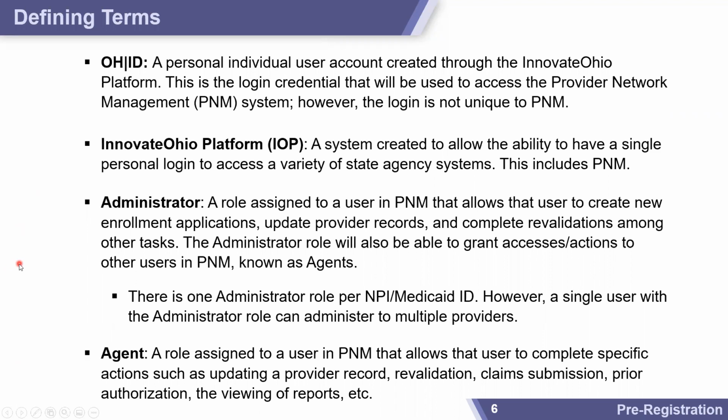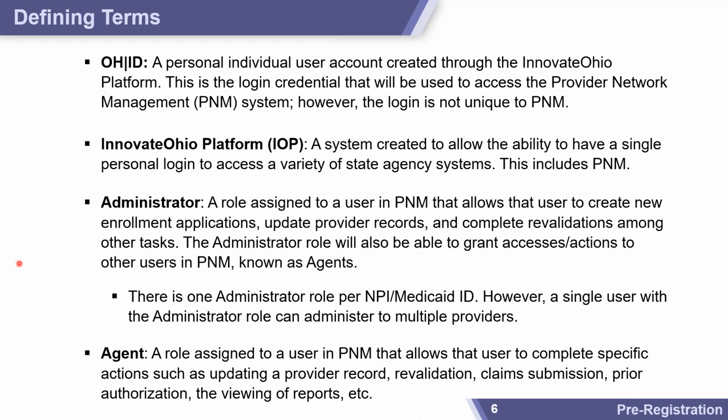That platform was set up. It was a main point for Governor DeWine after he was elected, to have this single login for a variety of state systems, state agency systems, and the lieutenant governor has been working on that as well. And that's what the Innovate Ohio platform is. We have one login, which is our Ohio ID, and we can access a variety of state agency systems all from one place. And now this will include the Provider Network Management, or P&M system.